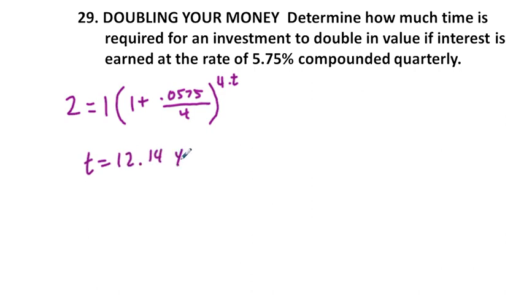And what that's going to be is, compounding quarterly, it's going to be 12 years. And we're going to have to wait for that whole quarter to come about. So that's going to be 12 years and 3 months.